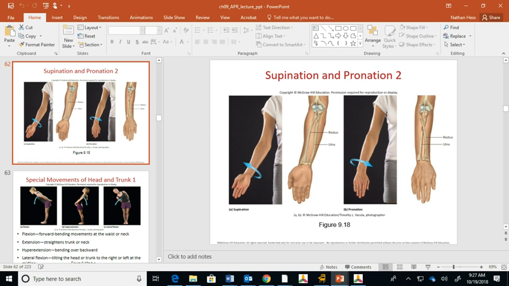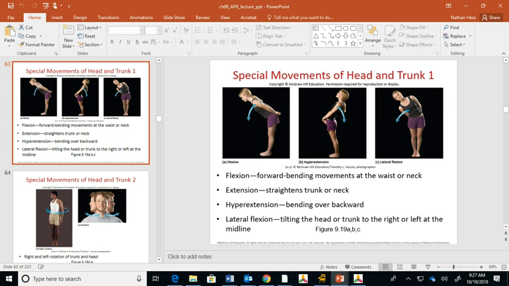Okay, on your sheet, there's only two others that I want you to know. So these special movements, you don't have to know. I want to go through them with you so you can see them. So, we'll start with the head and the trunk.